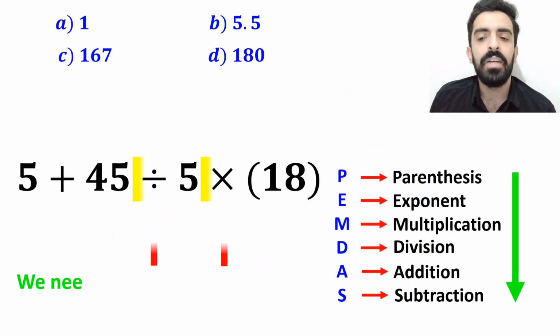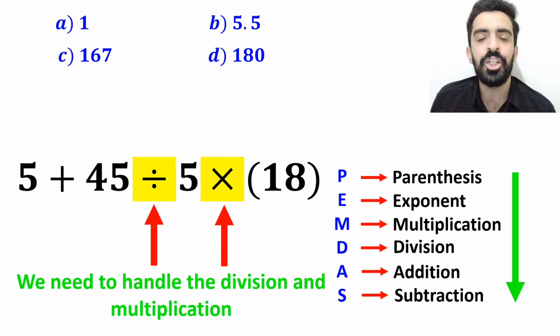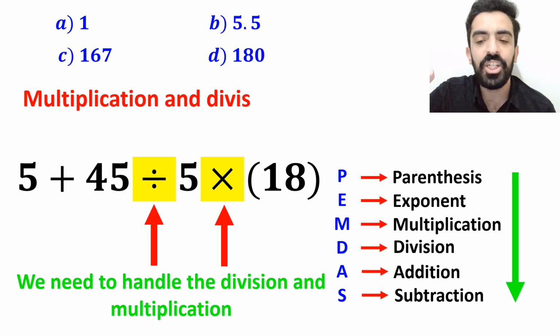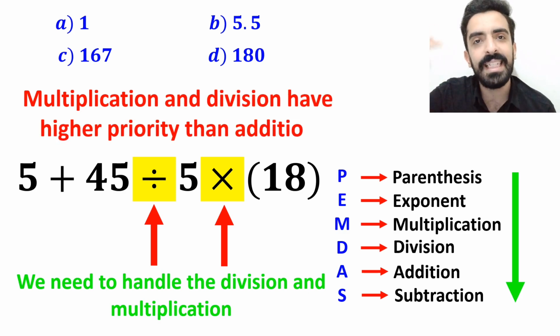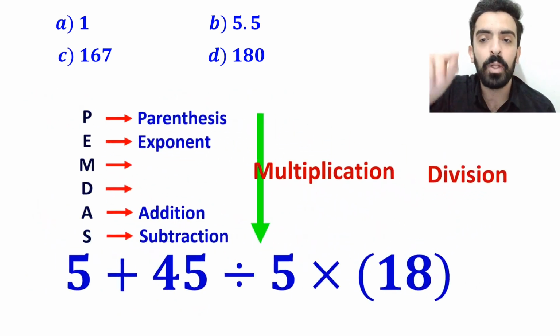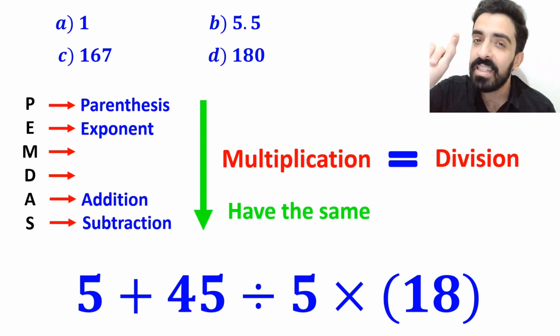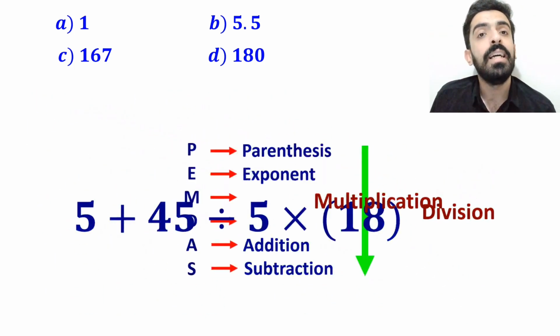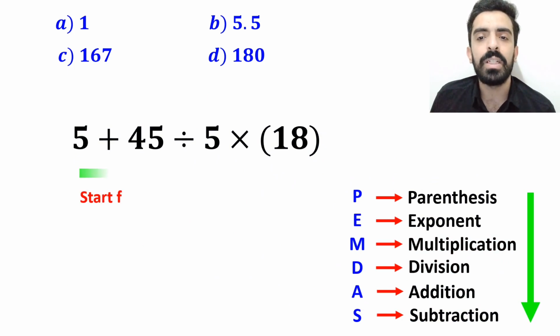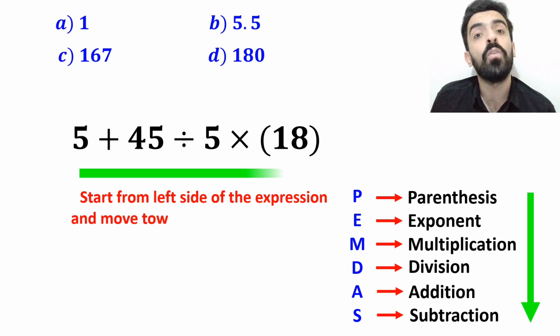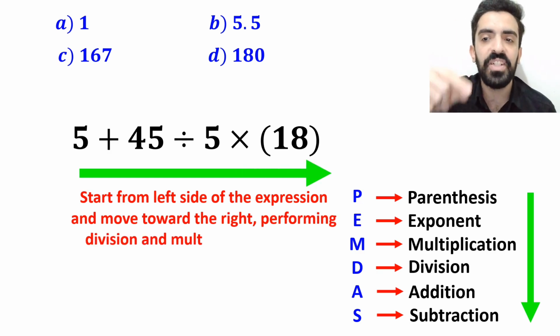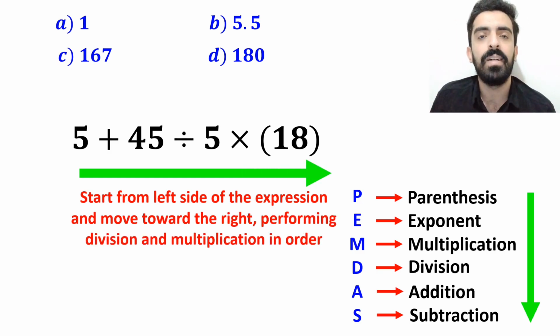And the next step, we need to handle the division and multiplication, because multiplication and division have a higher priority than addition. However, it's really important to understand that in the PEMDAS rule, multiplication and division have the same level of priority. In this case, the best thing to do is to start from the left side of the expression and move toward the right, performing division and multiplication in order.